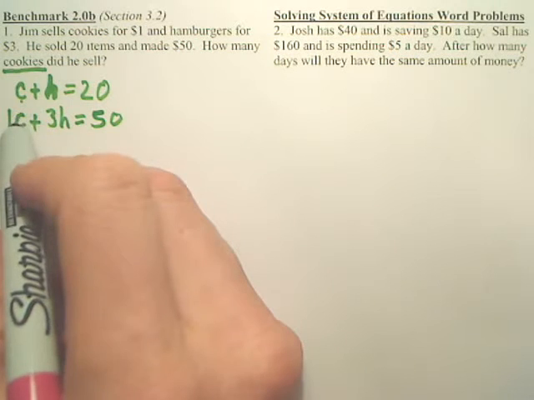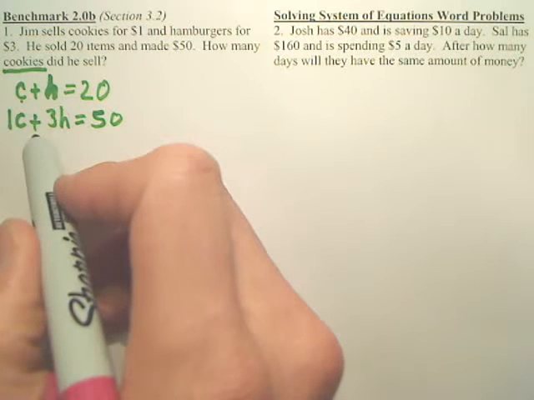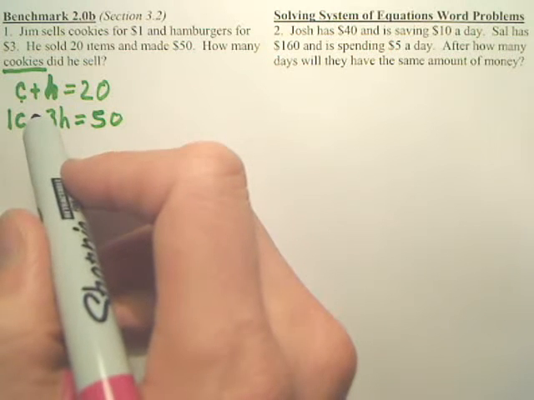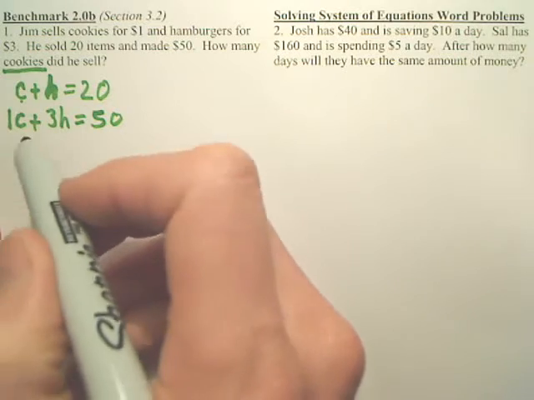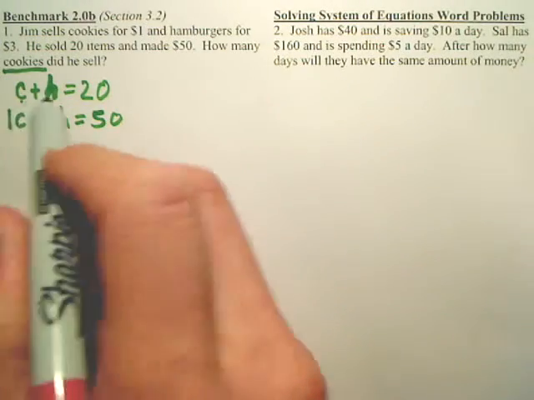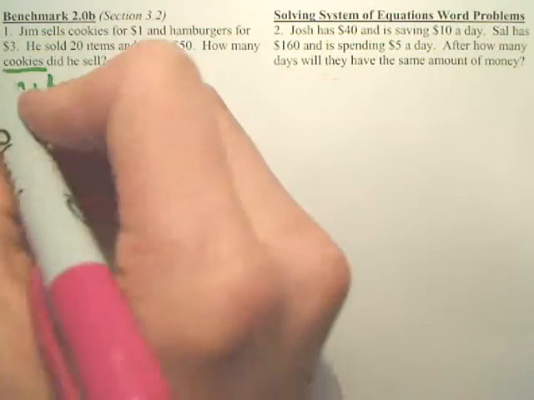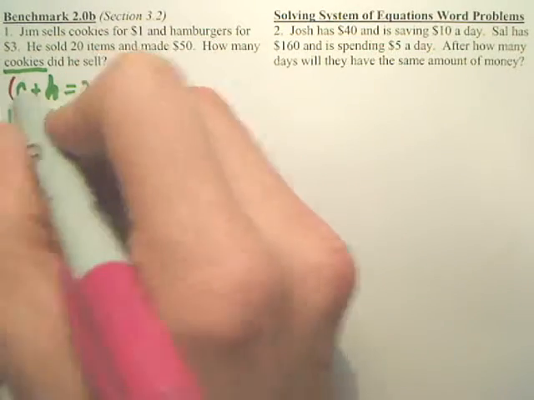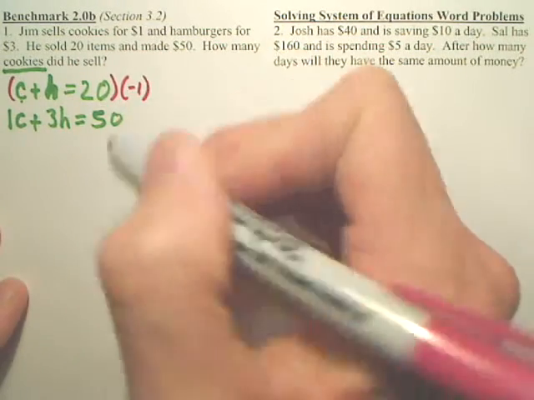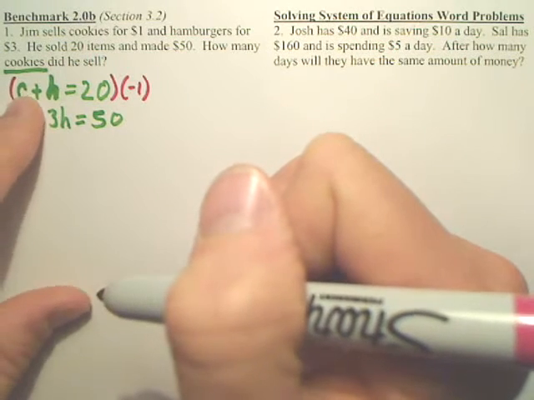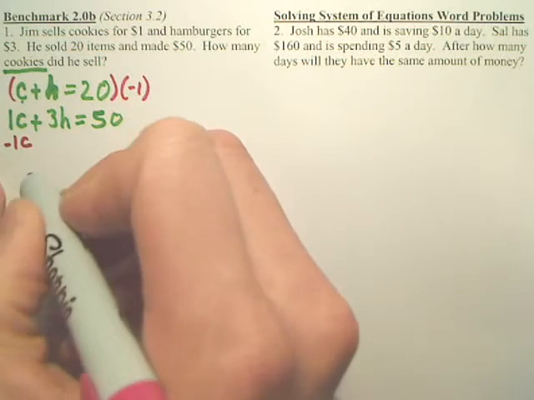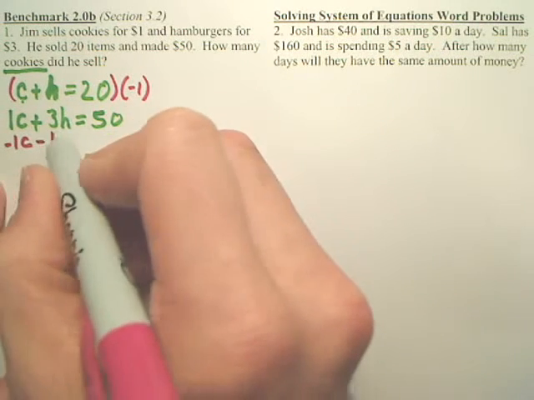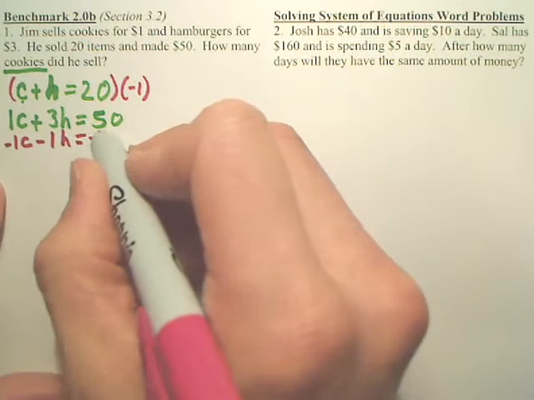Now, in order to find cookies, do we probably want to cancel H? I'm still going to cancel C and then find C afterwards. Is that okay? You could do either cancel H's or C's. I'm just going to cancel the C's first, just because. So I'm going to multiply the top one by -1. Because if I want C to cancel with C, I need to make a negative there. So that becomes -1C. That becomes -1H. And that becomes -20.